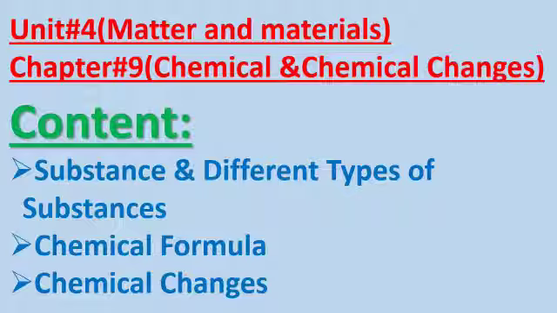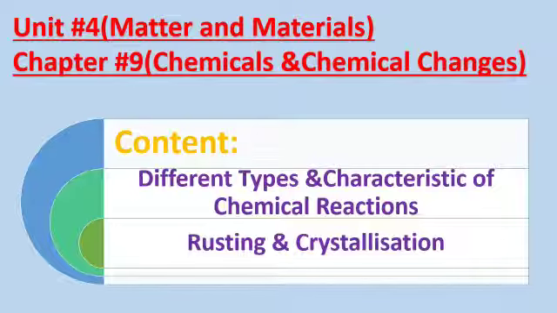In unit number 4 and chapter number 9, we also discussed the different types and characteristics of chemical reactions. There are 4 types of chemical reactions we discussed. The first is combination reaction, second decomposition reaction, third displacement reaction, and the fourth is precipitation reaction. After that we discussed rusting.